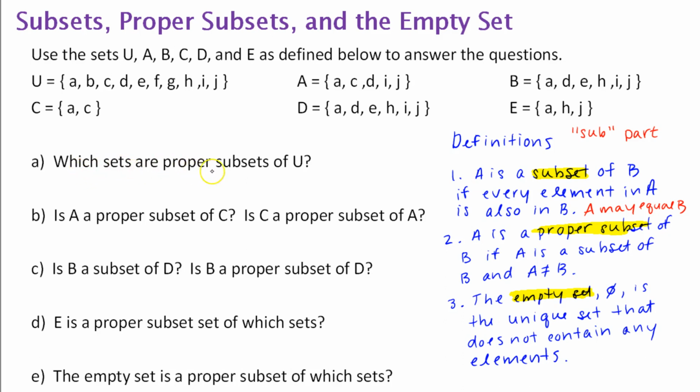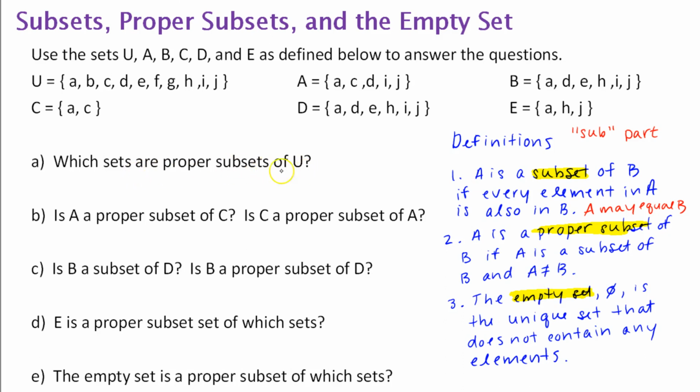Which sets are proper subsets of U? Okay, so again, if they're proper subsets, that means that all of their elements are in U, but the set itself isn't equal to U. Okay, so proper subset, they can't be equal. So let's take a look.